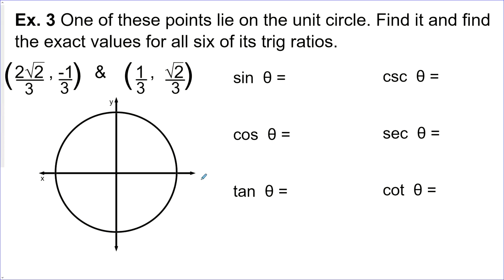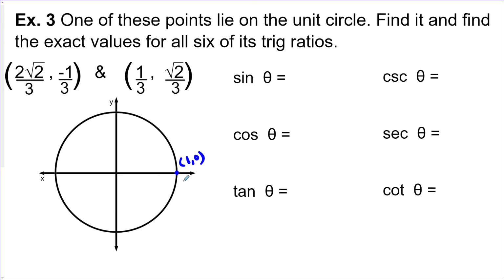Example 3. We're given 2 points. One of these points lie on the unit circle. We want to find out which one it is and find the exact values for all 6 of its trigonometric ratios.